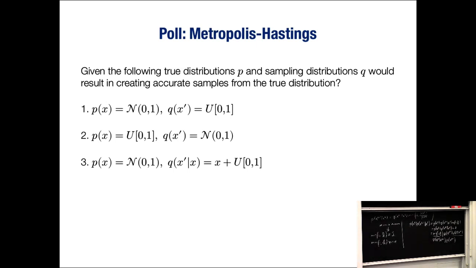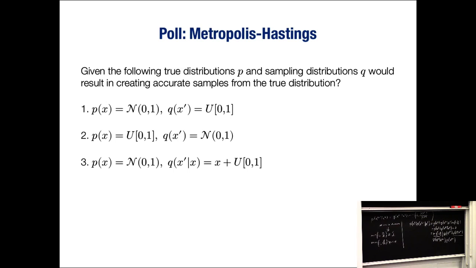The second one is the reverse of that. My true distribution is the uniform 0, 1, and my sampling distribution is normal with mean 0 and covariance 1. My third one's a little different. The target is normal 0, 1, and the Q there takes the previous value of x and adds a uniform 0, 1 random variable to that.